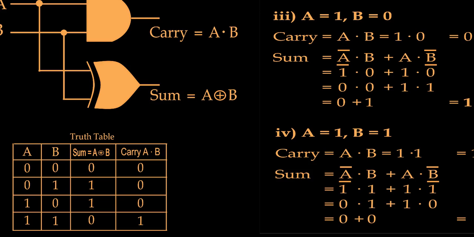Fourth, A equal to 1, B equal to 1. As the multiplication is done by the AND gate, carry will be 1. At the sum, both the inputs are the same. The output of XOR gate will be 0. So here, at the output, we will get 1, 0, where 1 is the carry and sum is 0.